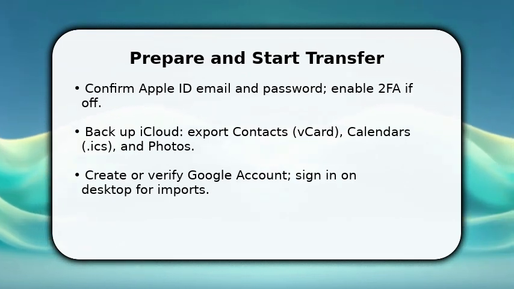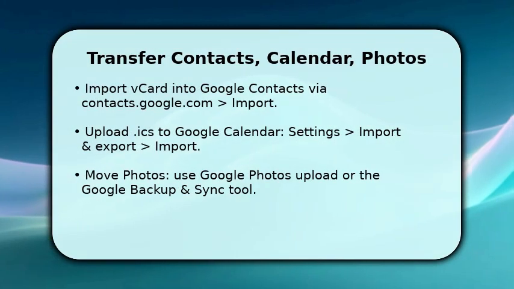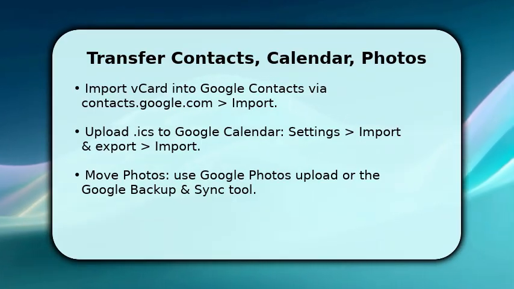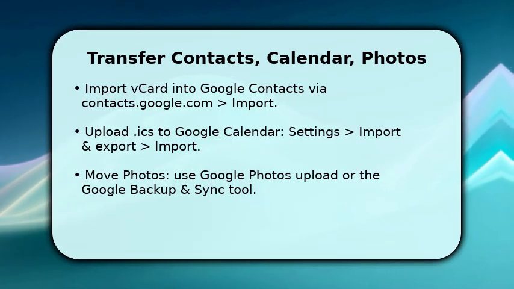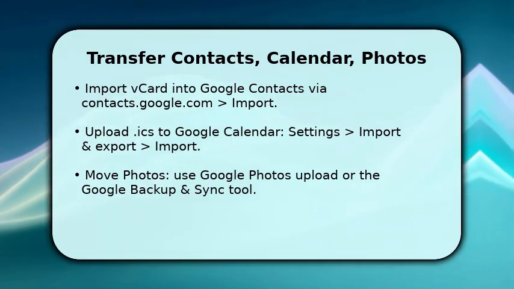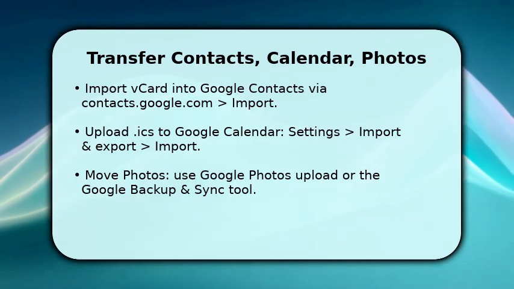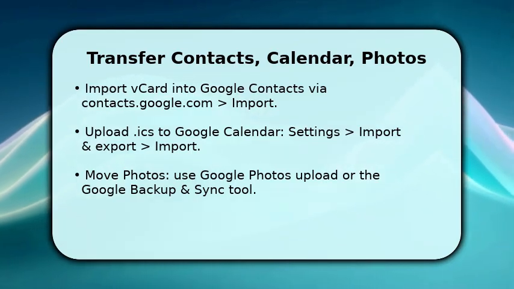Now execute the core transfers. Import the vCard file at Contacts.Google.com so all names and numbers appear in your Google Contacts. This preserves groups and labels. For calendars, open Google Calendar settings and use Import and Export to add the iCloud files to the appropriate calendar.